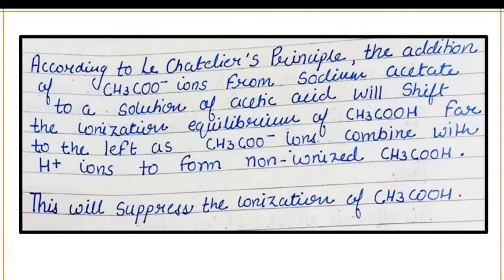Next, according to Le Chatelier's principle, the addition of acetate ions from sodium acetate to a solution of acetic acid will shift the equilibrium to the left side, meaning the reaction will proceed backward. Why? Because the equilibrium of CH3COOH will shift towards the left side, and these acetate ions will combine with the H+ ions to form non-ionized acetic acid. That's how this will suppress the ionization of acetic acid.